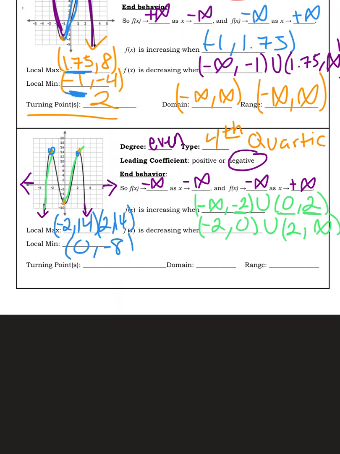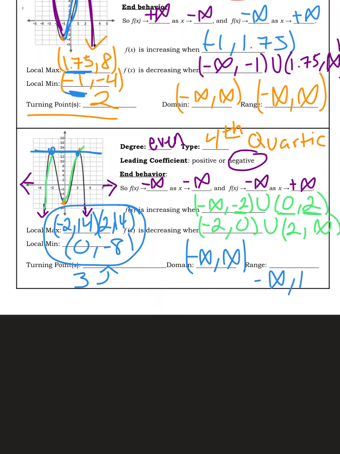So there are 3, and they are listed above, all these 3 right here. Your domain and your range, it's going to be from negative infinity to infinity. And your range, how low does it go? Well, it goes all the way down to negative infinity. But it doesn't go up. It's going to stop at 14. And it counts, so we've got to put that little brick wall there. Alright, good job. Let's go to the next page.